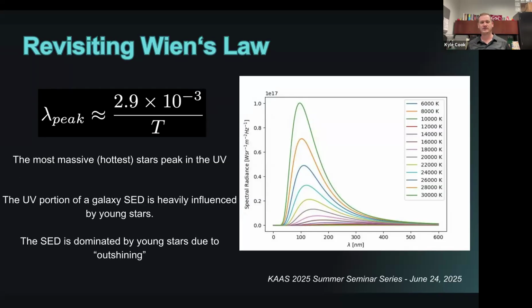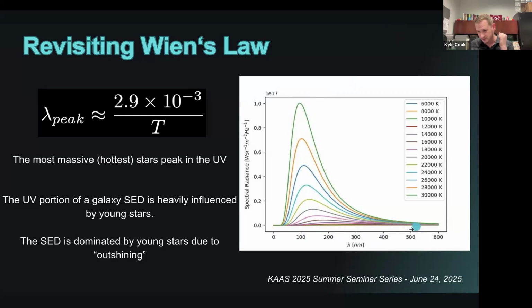Jumping to a little bit of a different topic here is the idea of going back to Wien's law, looking at galaxies or looking at stars as black bodies. Just a quick reminder of things here. Our hottest, most massive stars peak right here in the UV, where actually our UV, if we define at 400, is kind of this whole range here. So we get peaks in the UV for our most massive stars.